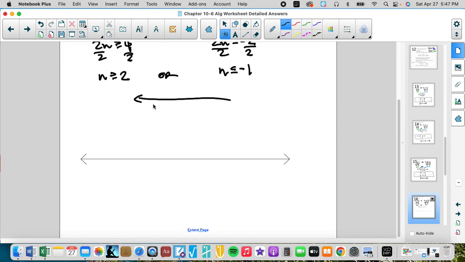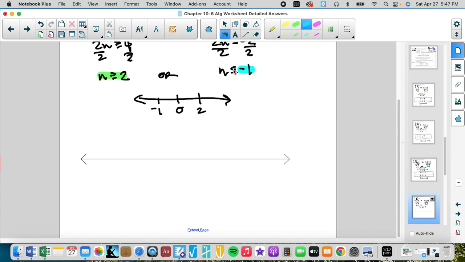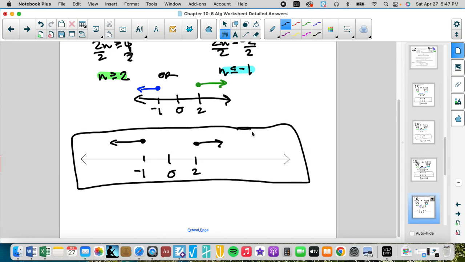Ran out of space. Let's sketch it. Negative 1, 0, 2, green, blue, go back to green, and n is greater than or equal to 2. That's a closed circle going greater than. Negative 1, closed circle going down. So the union of that looks like this. With no colors, we just want the solution. And that looks like n is less than or equal to negative 1 or n is greater than or equal to 2.